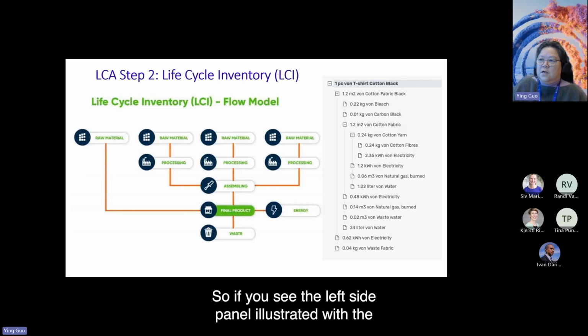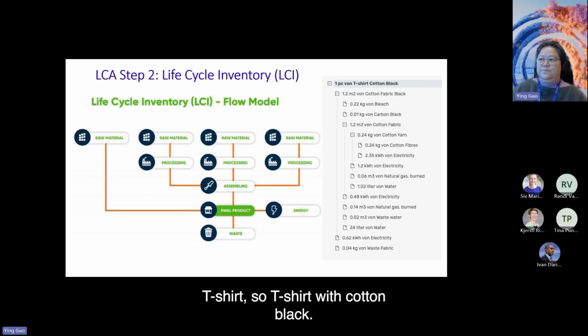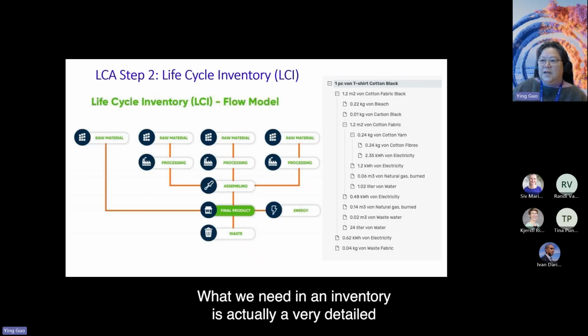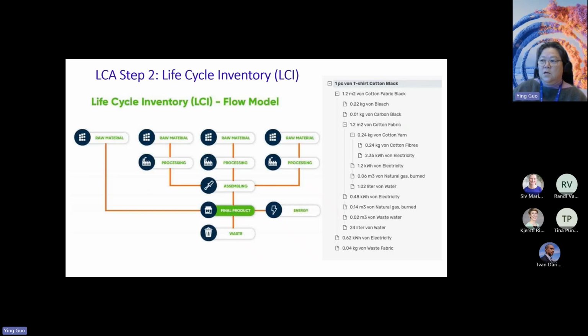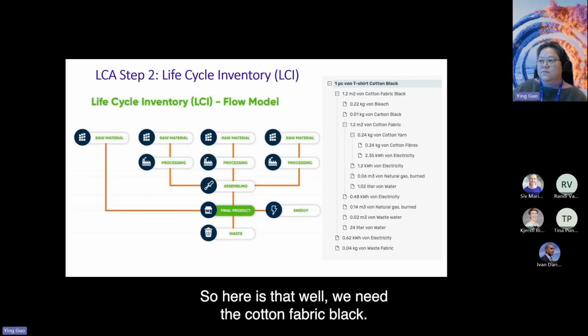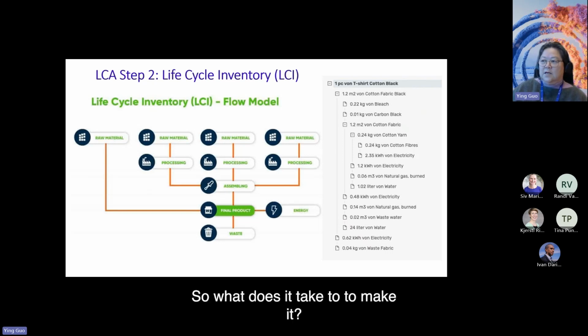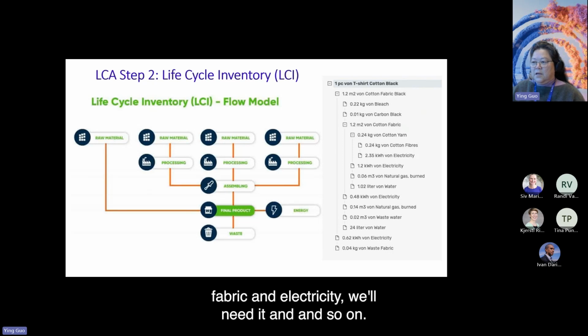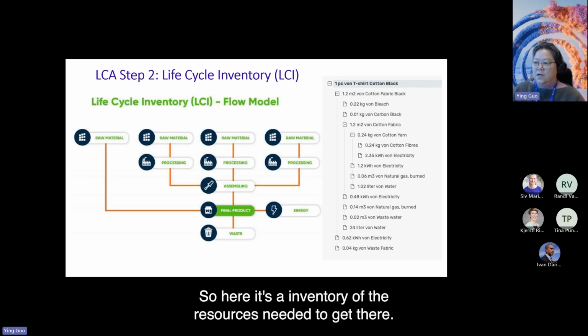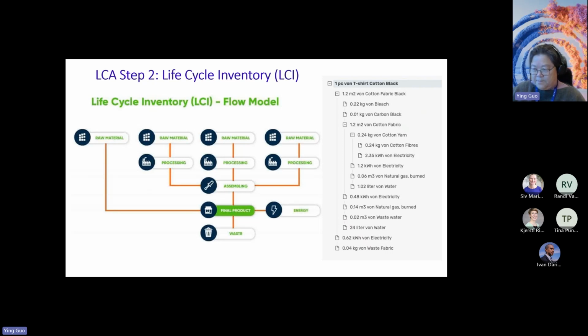So if you see the left side panel illustrated with a t-shirt, so t-shirt with cotton, black. What we need in an inventory is actually a very detailed setup of each of the raw materials, processing, assembly, and so on. So here is that, well, we need cotton, fabric, black. So what does it take to make it? Cotton, we need bleach, we need the different fabric and electricity will be needed, and so on. So here it's an inventory of the resources needed to get there.